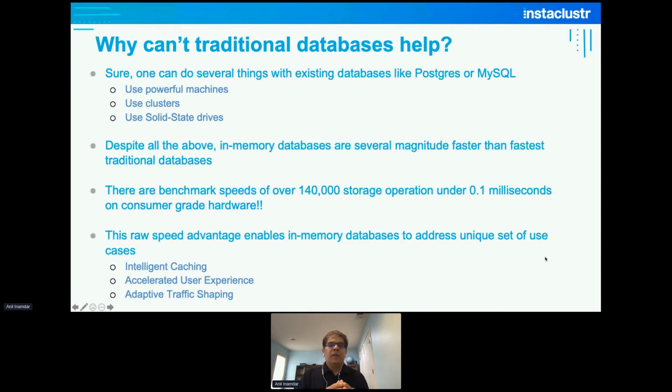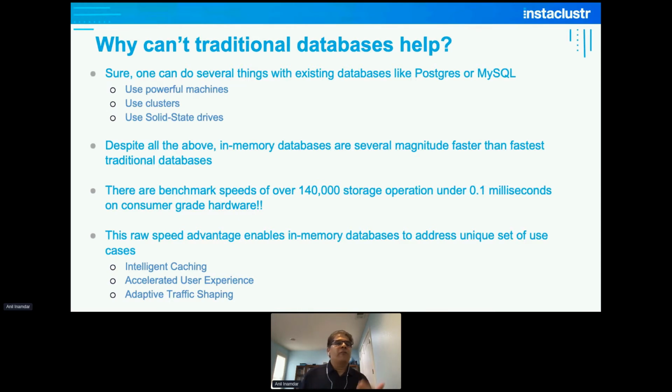We have seen how speed impacts your revenue, your searches, your conversion rate. Now, why can't traditional databases help here? Why do we need to look at in-memory databases? Sure, we can do several things with traditional databases like Postgres and MySQL and Oracle.